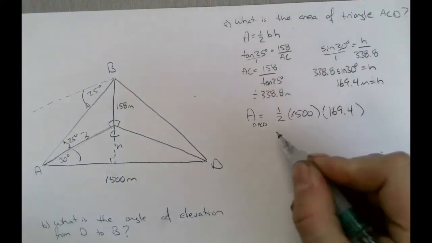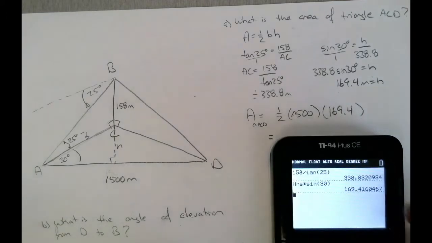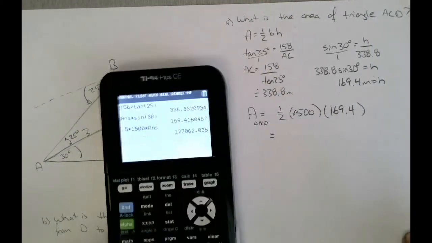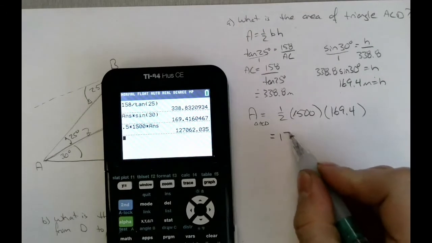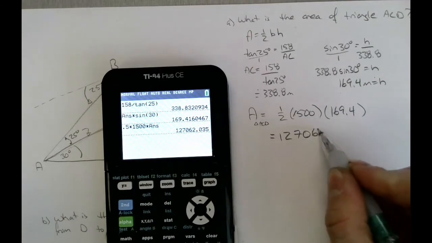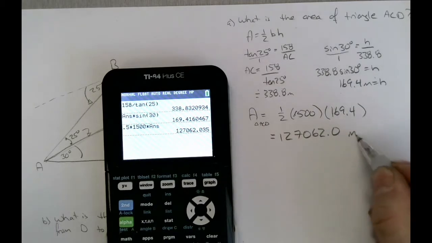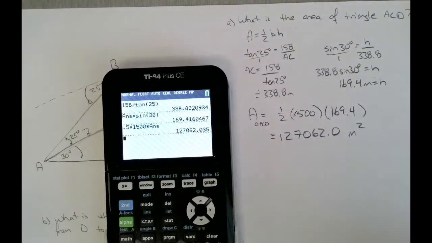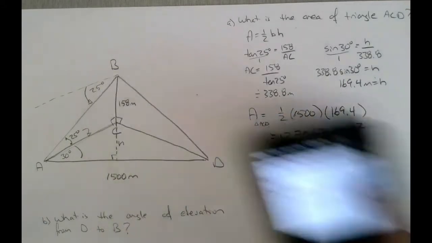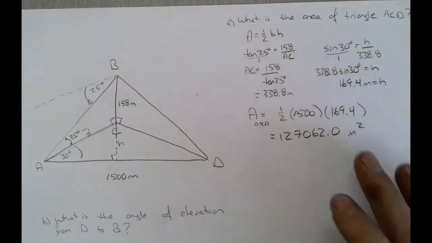169.4 meters. So now, I'm going to multiply 0.5, there's my 1/2, times 1,500, times that answer there, 169.4, and there we go. So the area is 127,062.0 meters squared. So 127,062 meters squared. Awesome. All right, now that was the first question that we were given here.